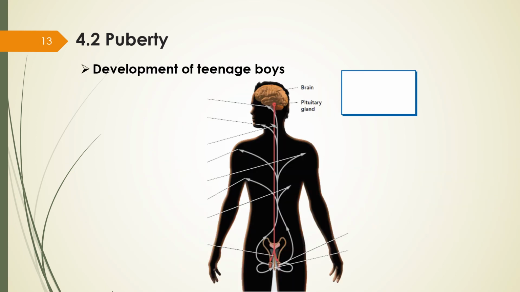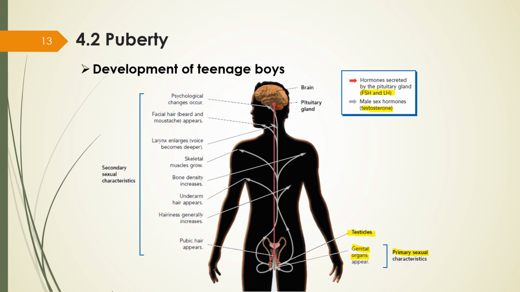Let's see for boys now. What's going to happen for boys? The same hormones are liberated, FSH and LH, so it's the same from the pituitary gland. What's going to develop? It's going to develop the testicles. Of course, men don't have ovaries, they have testicles. And the genital organs appear. So these are the primary sexual characteristics. And this liberates the hormone. What is it? Testosterone. And this is going to develop the secondary characteristics.